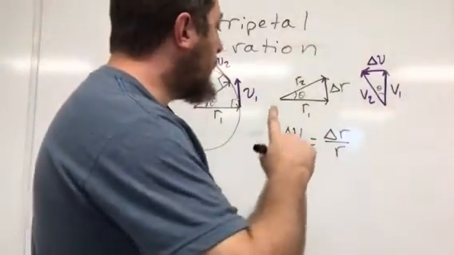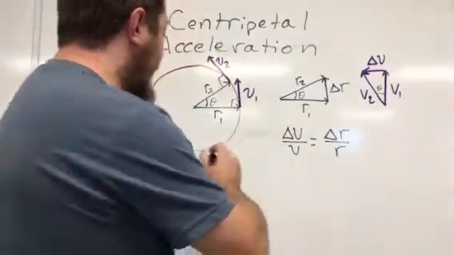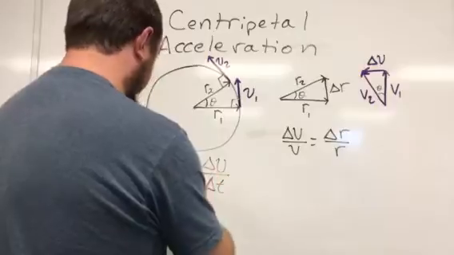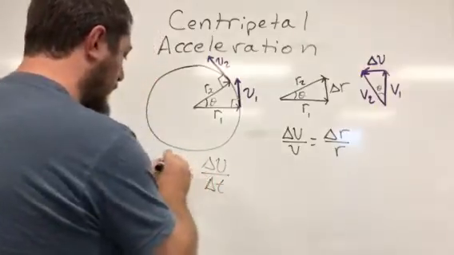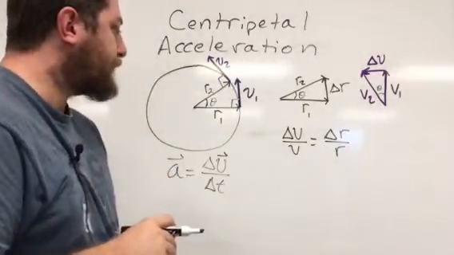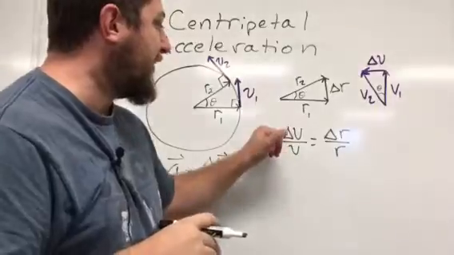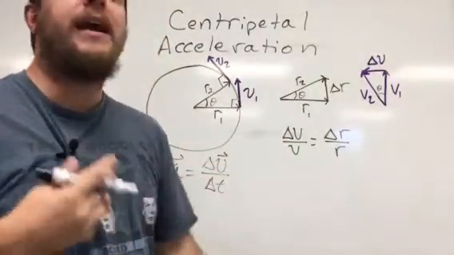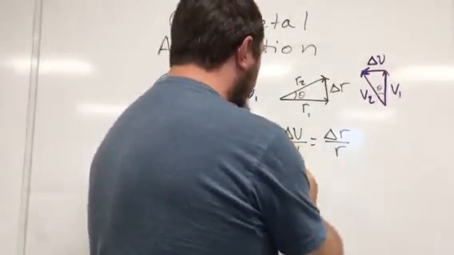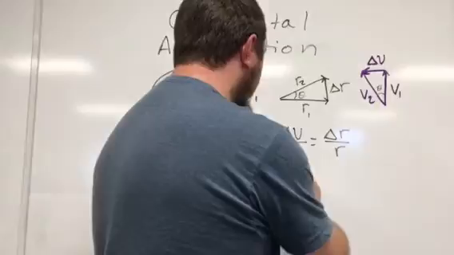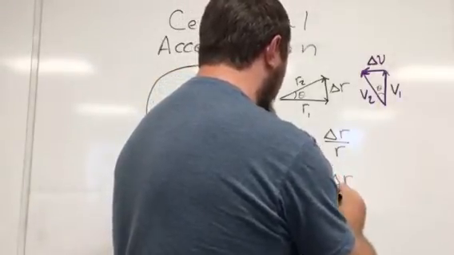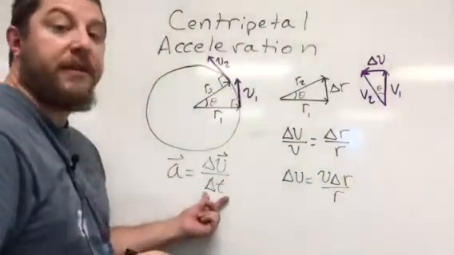Now, what we want to do, remember, is that acceleration is delta v over delta t. So the goal here is to get this in the form of delta v over delta t, and this will give us the acceleration of an object moving around a circle. So what I can do is multiply both sides by v, and that'll give me delta v is equal to v times delta r over r. And then I just divide both sides by delta t.